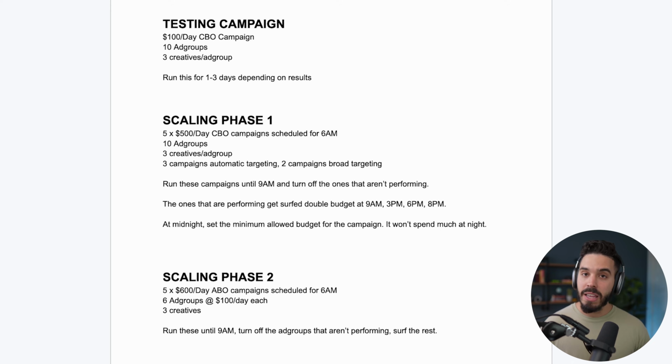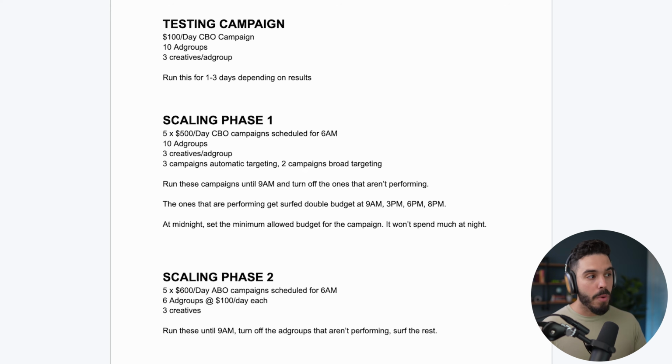And then we have scaling phase 2. In this second phase, we go into ABO campaigns. These are campaigns where the budget is controlled at the ad group level. And so again, we'll do 5 $600 a day ABO campaigns scheduled for 6 a.m. And we'll have 6 ad groups at $100 a day each. That's how you have the $600 a day per campaign. 3 creatives in each ad group. And again, we'll do the same thing. We'll run them till 9 a.m. So from 6 to 9 a.m., they're basically testing. And then we're going to turn off the ad groups that aren't performing and serve the rest.